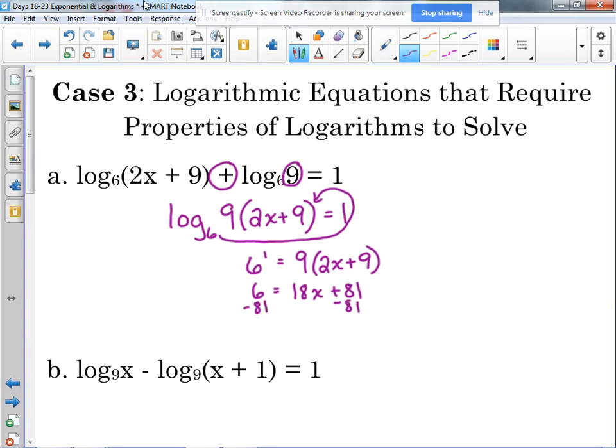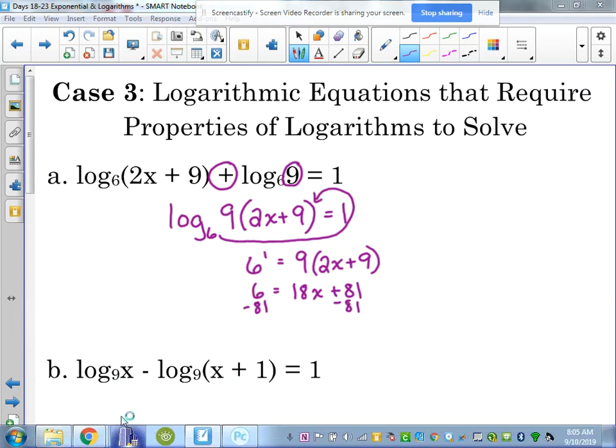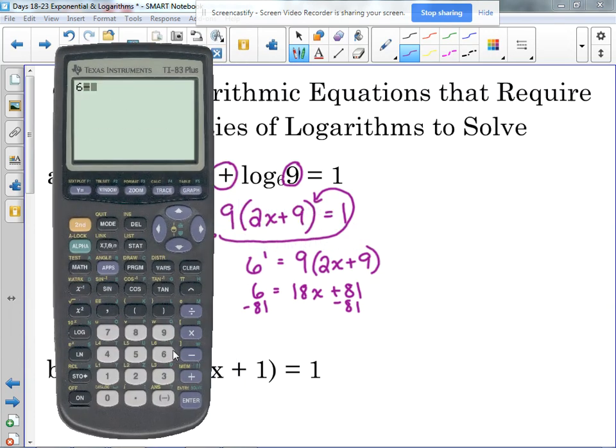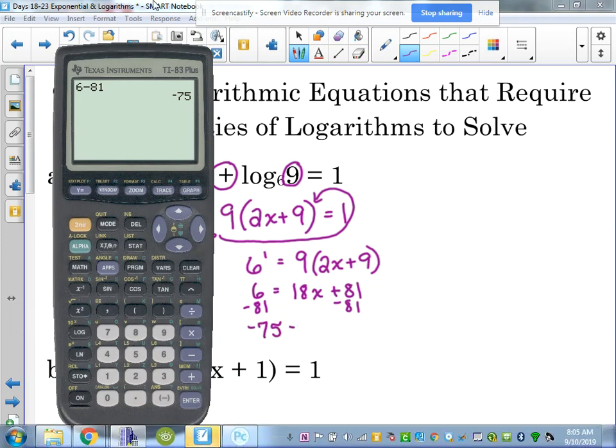Subtract the 81 from both sides. I am not in the mood to mess up basic arithmetic this morning, so I am going to use my calculator. Negative 75. And then divide that by 18. I know they at least reduce by 3. X is equal to negative 25 over 6.